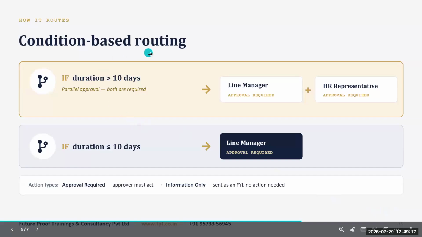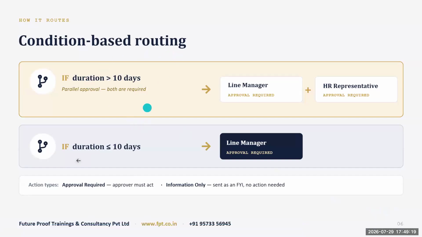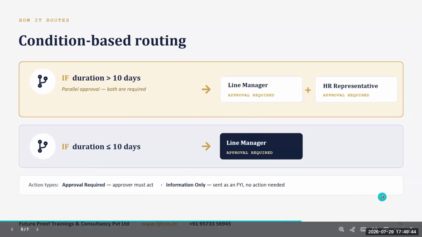It's a condition-based routing. If it is less than or equal to 10 days, line manager approval is enough. But if the duration of the absence is greater than 10 days, the line manager and, at the same time, HR also have to approve the leave. So this is the condition.